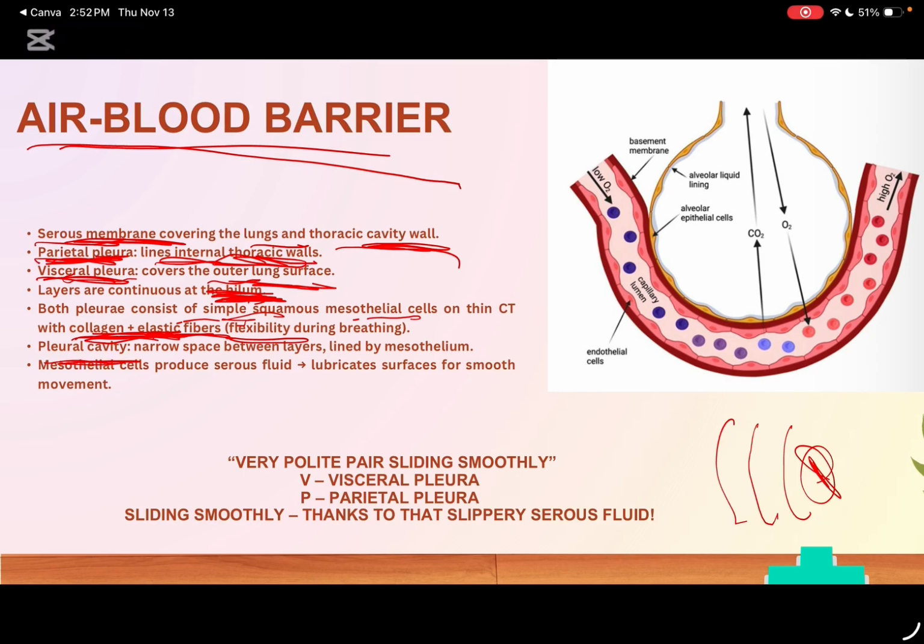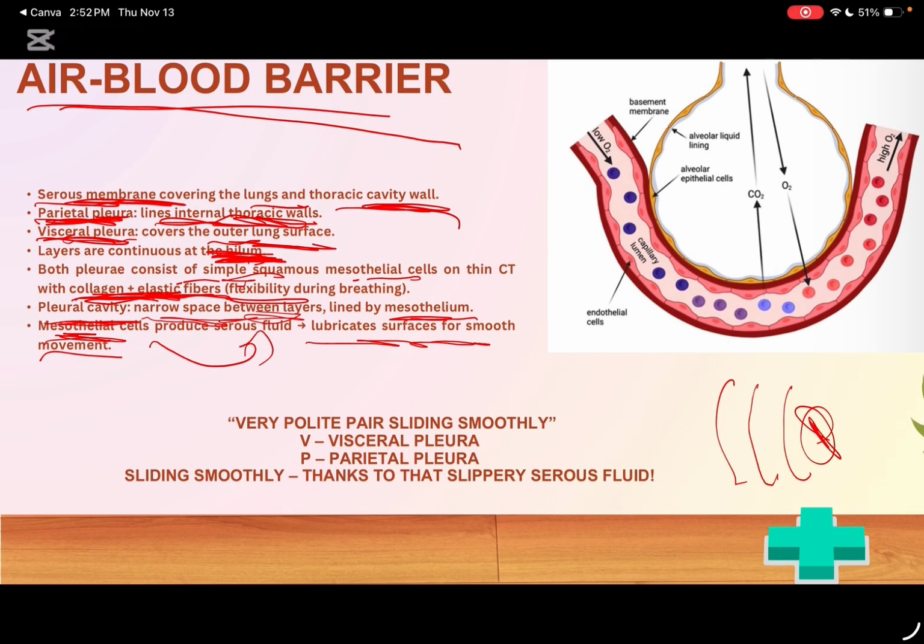Pleural cavity, a narrow space between the layers. And what is it lined by? Mesothelium. Mesothelial cells. What do they produce? Serous fluid. Why? So it can lubricate surfaces for smooth movement. I will leave you with this nice mnemonic: Very polite pair sliding smoothly. Visceral pleura and parietal pleura sliding smoothly thanks to slippery serous fluid.